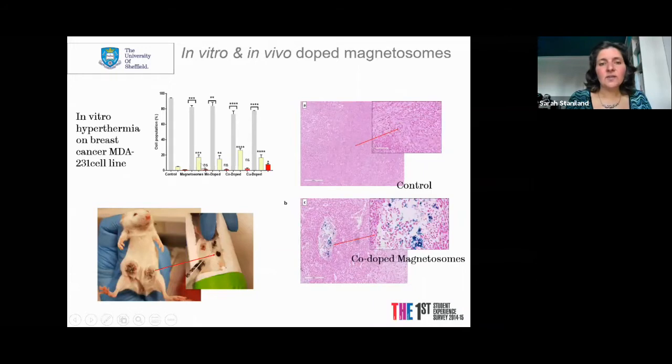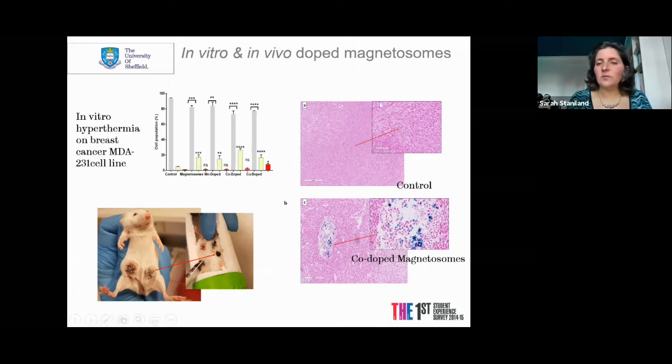And you can see, hopefully, that when we have magnetosomes and they are subjected to hyperthermia, compared to the control, there is a lot more cell death. And with the cobalt doping, that's the most. And that's obviously because of this anisotropy that increases the heating.